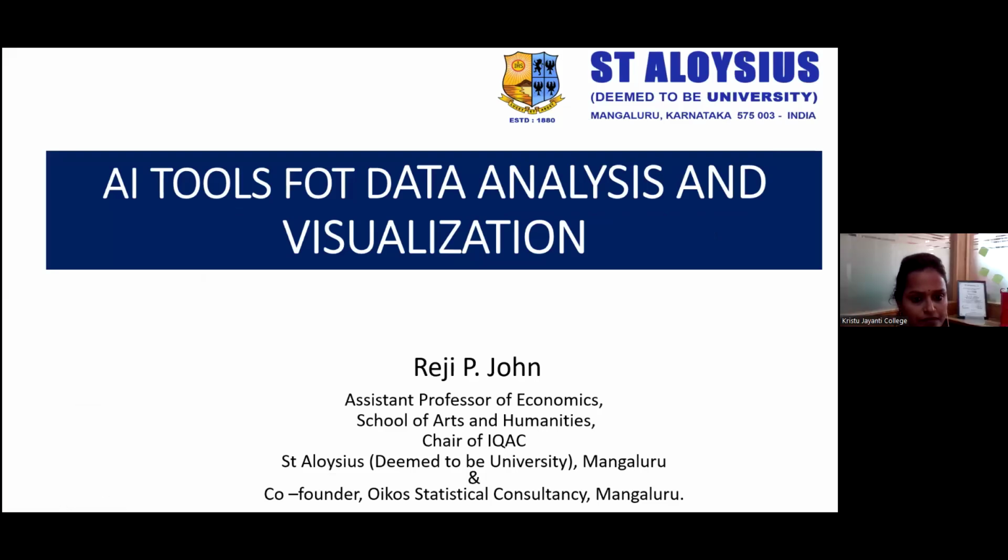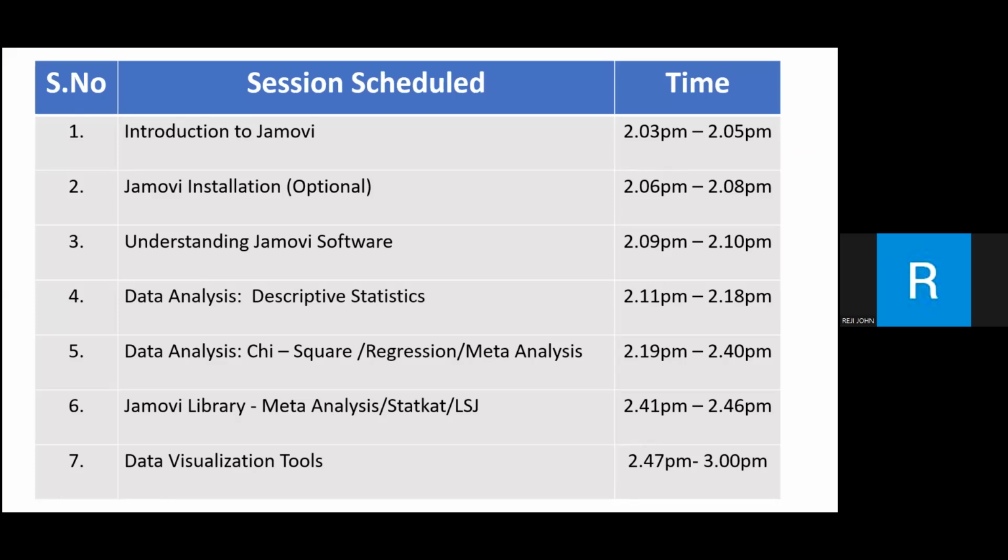Yes, sir. So we are going to discuss AI tools for data analysis and visualization. Let us focus on what are the things that we are going to discuss. The first thing is an introduction to Jamovi. Then I have already given a PDF file where you might have seen how to install Jamovi. It is optional, but I will still show in Google what we are supposed to do. The next is we are going to understand the Jamovi software. Then we will focus on how to do the analysis, especially descriptive statistics. In 5 minutes, I'll try to show not all, but the basic things. Then we will also discuss chi-square, regression, and I'll be showing the multiple regression model.